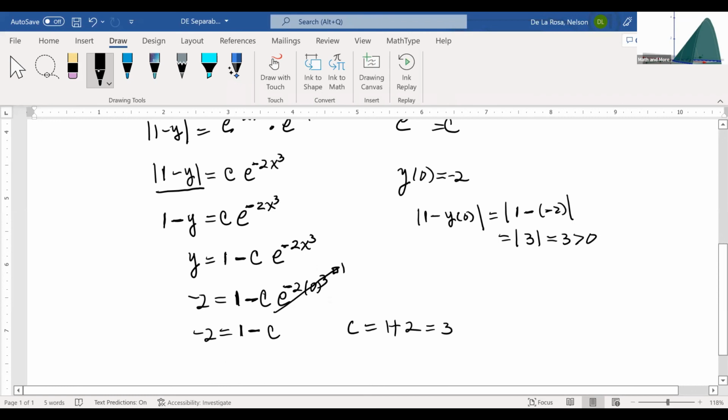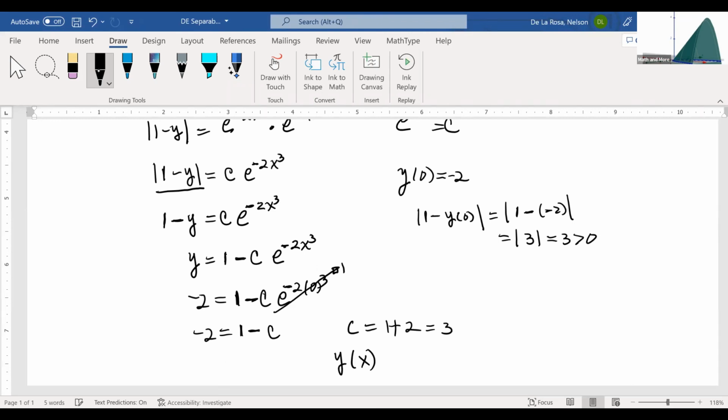So the solution to the initial value problem is going to be y of x, y depending on x, equals 1 minus 3 e to the negative 2x cubed.